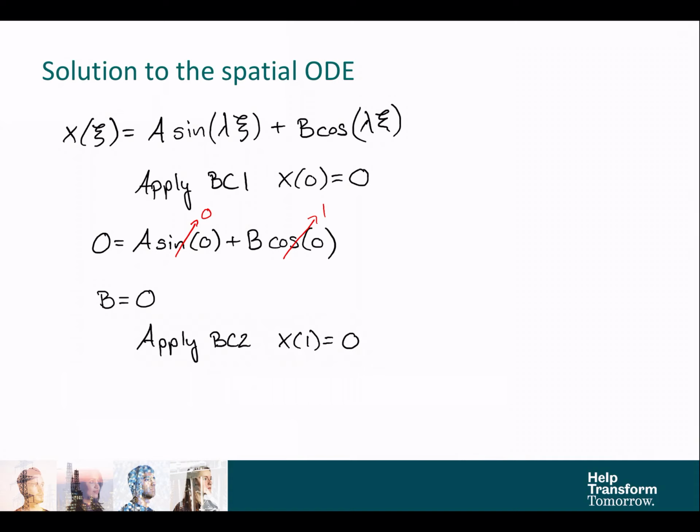Next, we apply our second boundary condition. Plugging that in, we have that 0 equals a times sine of 1 times lambda. And we have two unknowns, a and lambda, and one equation, so we can't solve for them both. But as we saw last week, a can be 0 or sine of lambda can be 0. If a is 0, that means x of c equals 0. That removes our spatial dependence. Mathematically correct, but not physically correct. So a cannot equal 0.